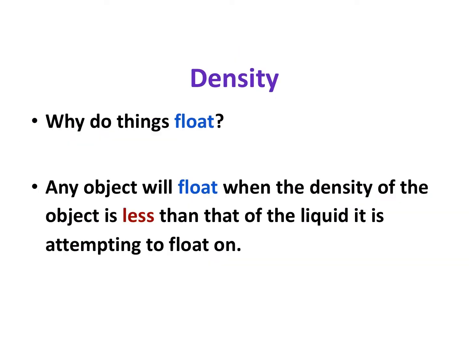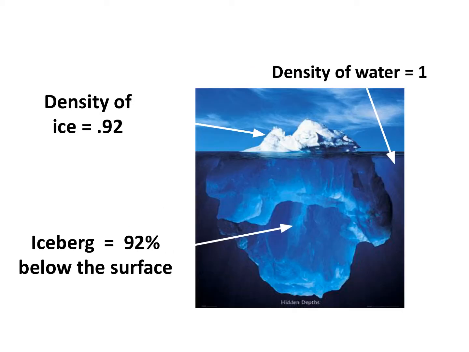So density also tells us why things will float. Any object will float when the density of the object is less dense than that of the liquid it is attempting to float on. So here, if we have water in a beaker and we drop in something that is less dense than the water, it will sit right on top. But if it is more dense than the water, and we drop it in, it will fall right to the bottom.